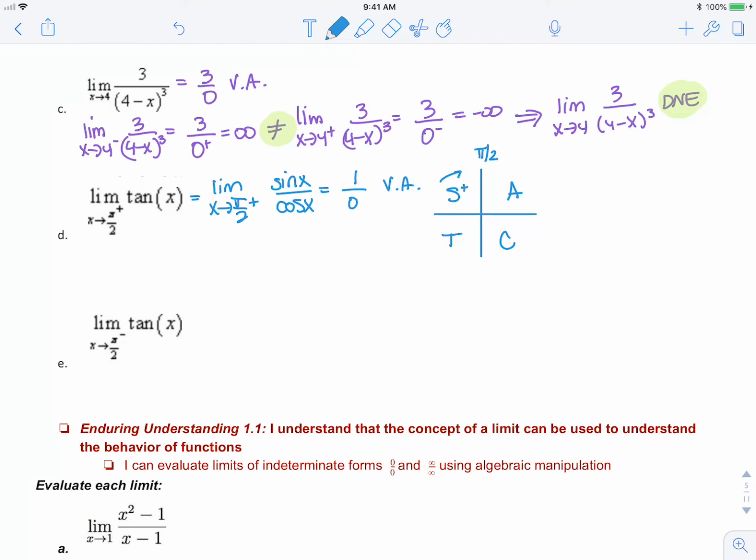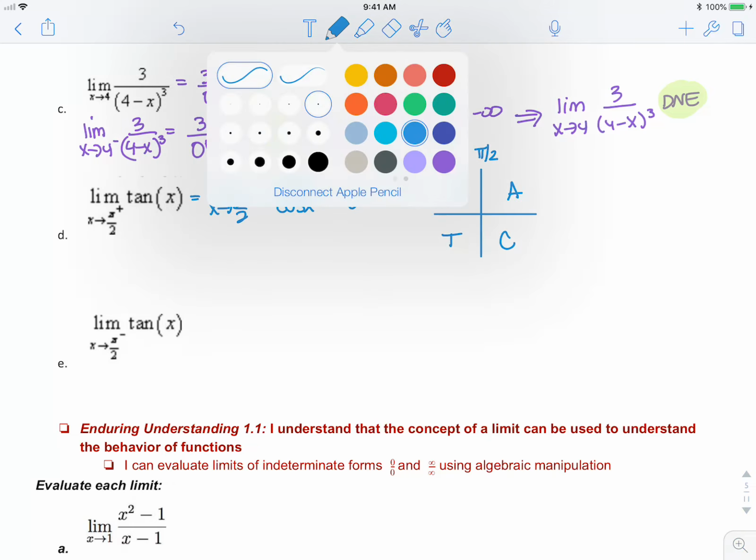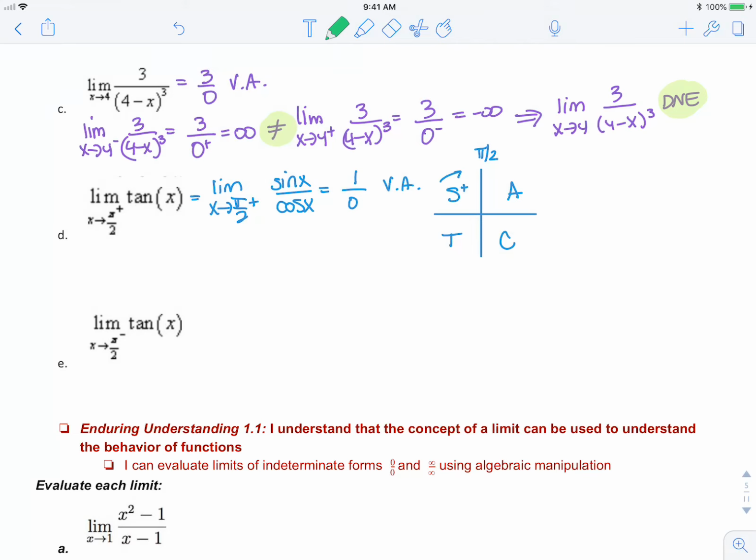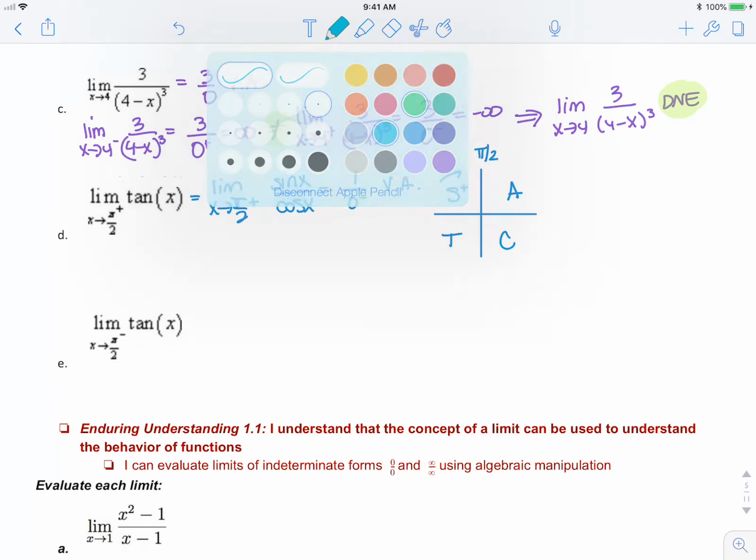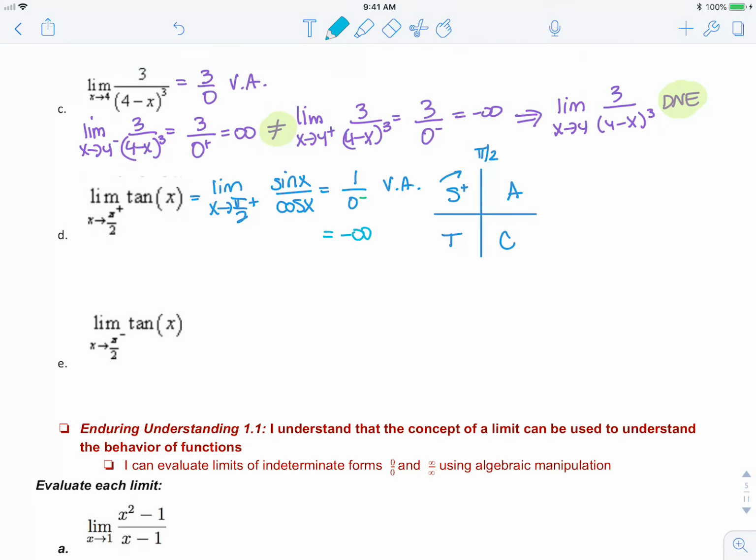So this is going to actually be 1 over a very small negative number, because cosine is negative in this quadrant, and so therefore that answer is going to be negative infinity.